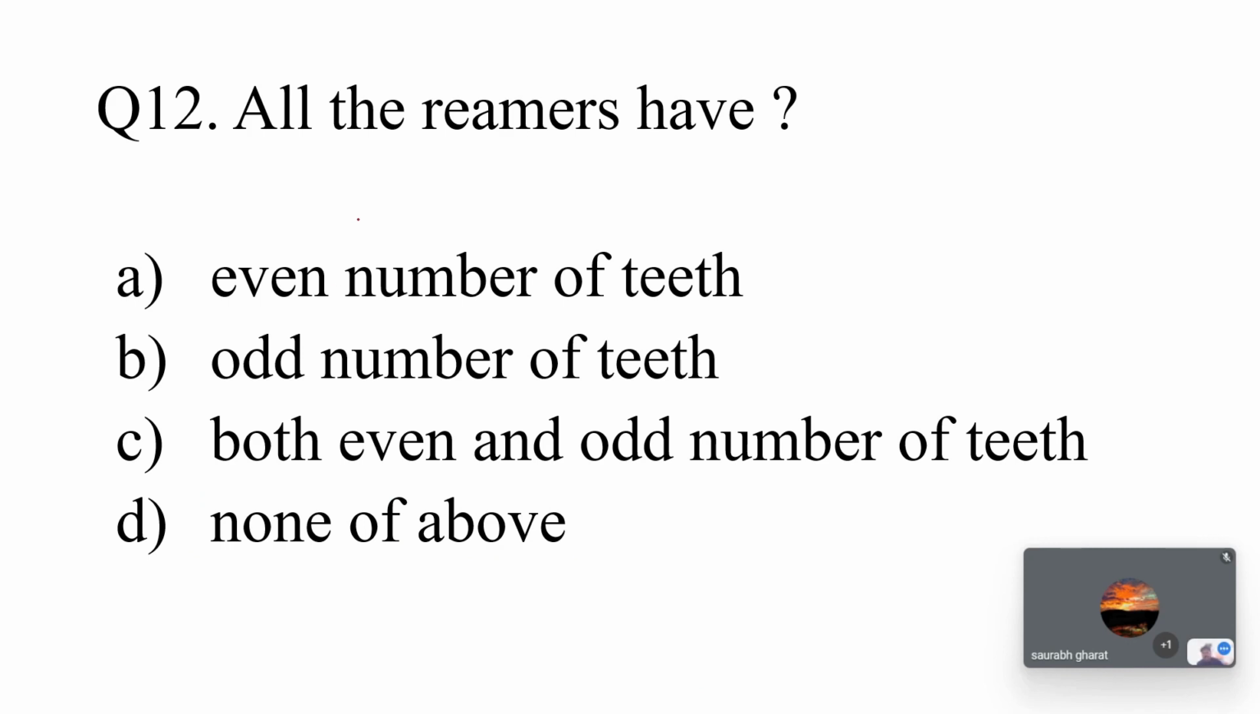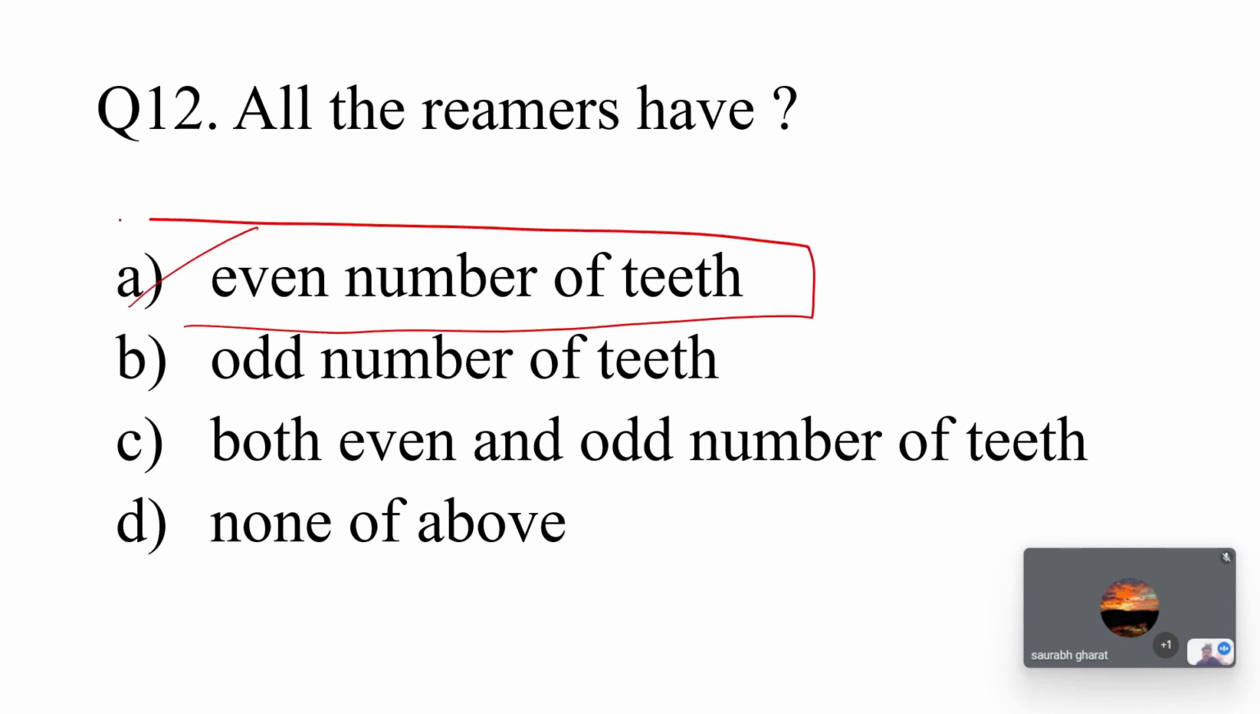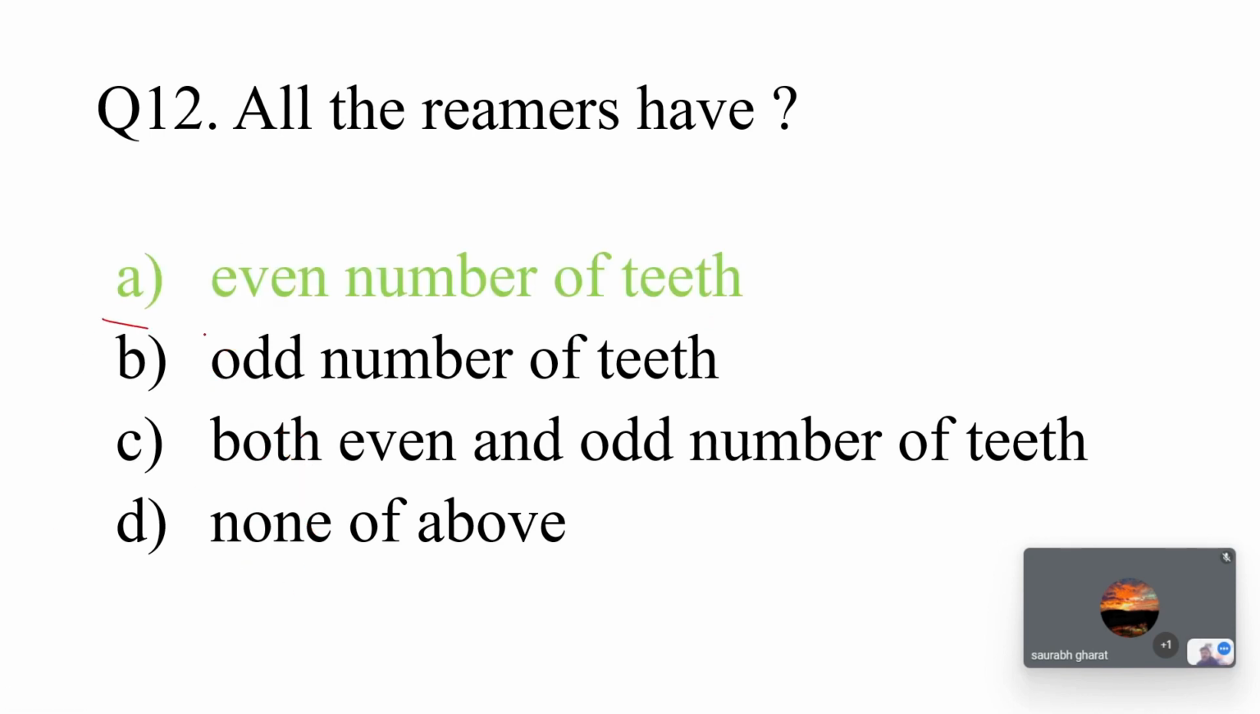So you know from the classes itself, all the reamers have an even number of teeth. Less amount of material is removed, so for balancing purposes, an even number of teeth is required. So odd number of teeth and both even and odd are wrong answers, and none of the above is the wrong answer. Only an even number of teeth is the correct answer.